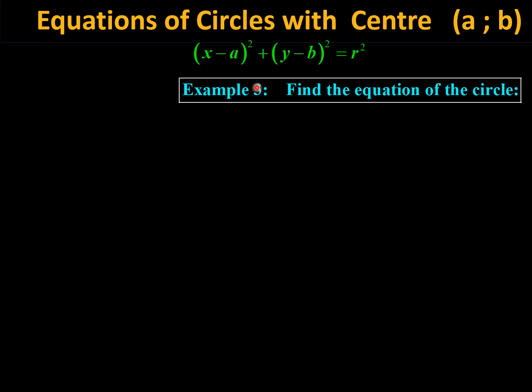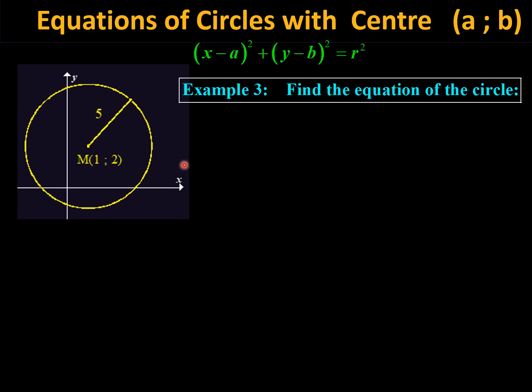Let's look at our first example. Here we have a circle. As you can see, there's the origin. The center is not the origin. So if the center is not the origin, we have a coordinate for the center, and we have the radius measurement. In other words, we just have to put the coordinates of the center and the radius into our formula. So this is quite straightforward.